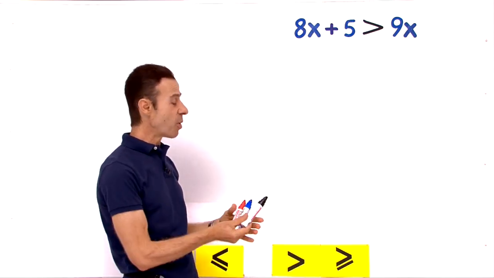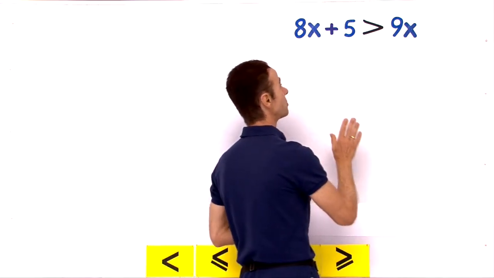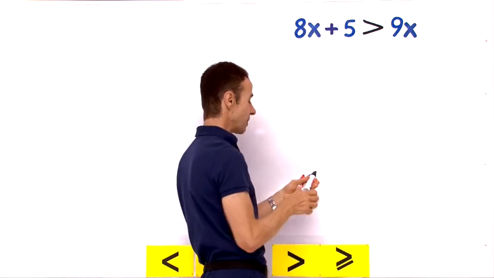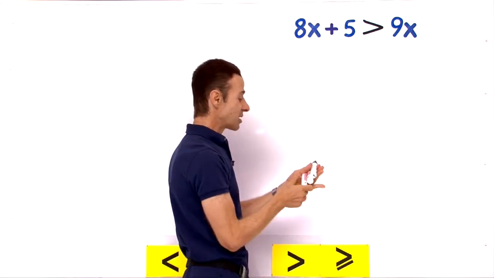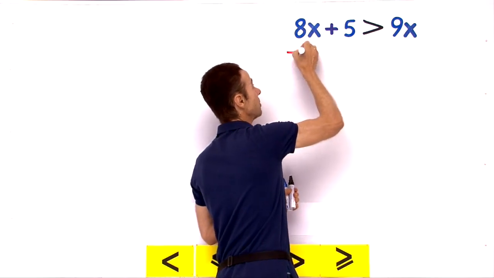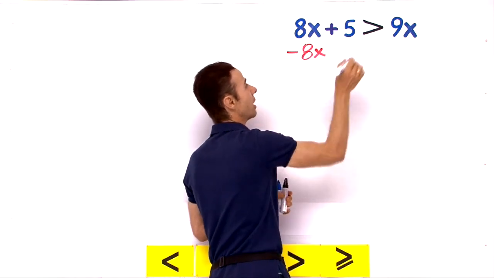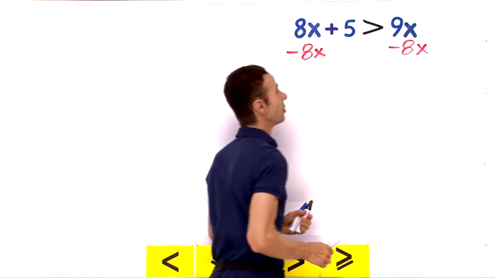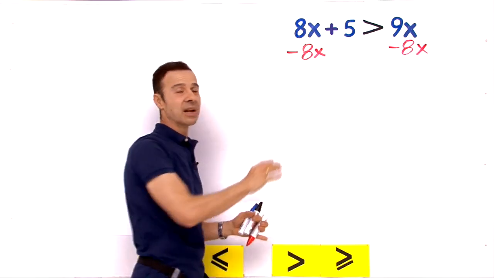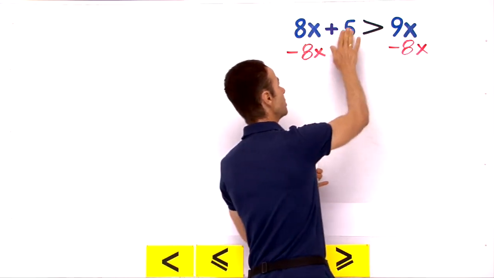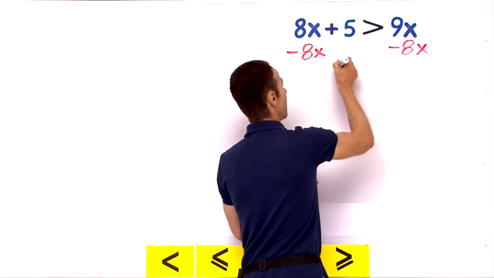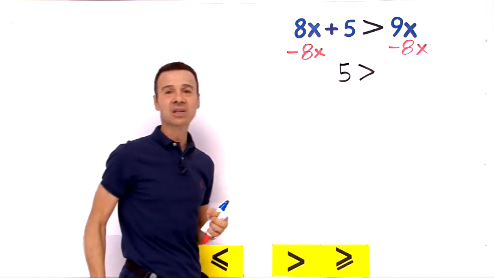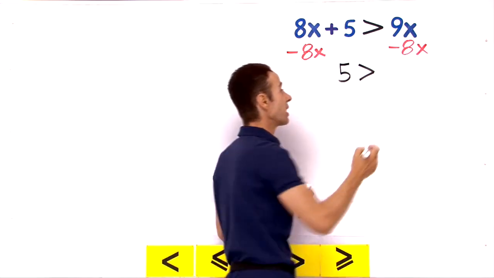All right, what's the first thing we might want to do? Well, I'm going to subtract 8x from both sides. That way this will be eliminated. Because it's positive 8x, we're going to subtract 8x from this side. That will eliminate it. And on this side again, we're going to do the same thing. Take away 8x. So 8x minus 8x is 0. So that eliminates. We bring down the 5. So that's 5 is greater than 9x minus 8x leaves us with just 1x. So we just write an x there.